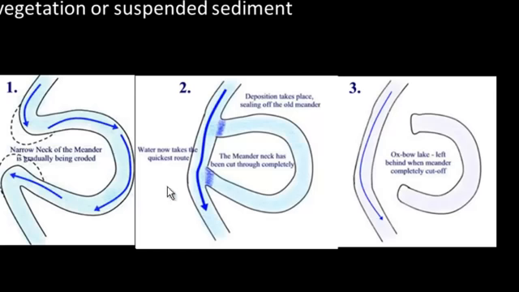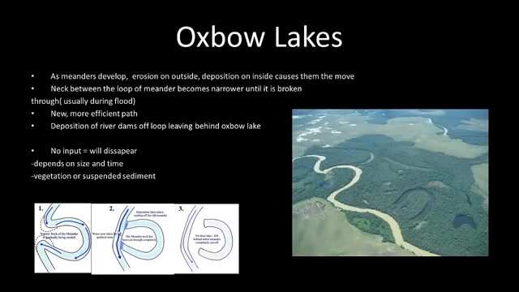And this leaves a much more efficient path for the river to take, because rivers want the easiest path, so they take that instead. This drastically reduces the velocity, so eventually deposition occurs, and this blocks off, dams off the Oxbow Lake. As there's no more input into the Oxbow Lake, it will eventually disappear, but some of them stay for a very long time because they're just huge. Some of them get very huge, like in the Amazon there's some very, very big ones. So it depends on the size and time.